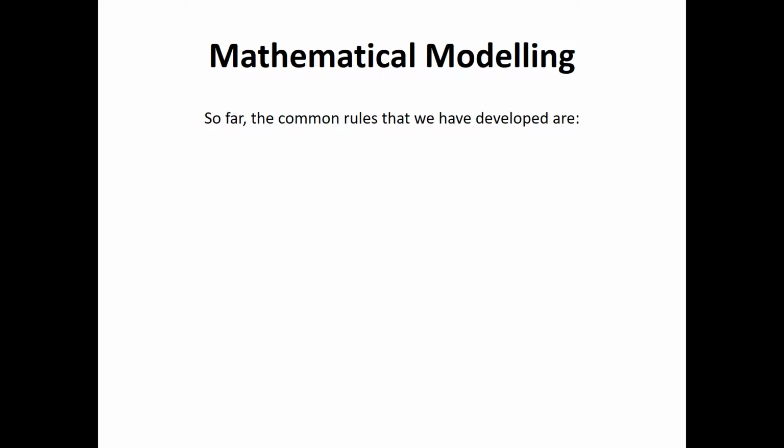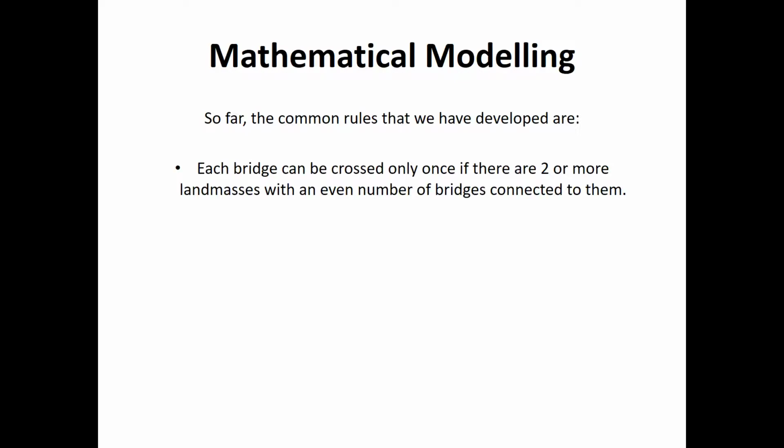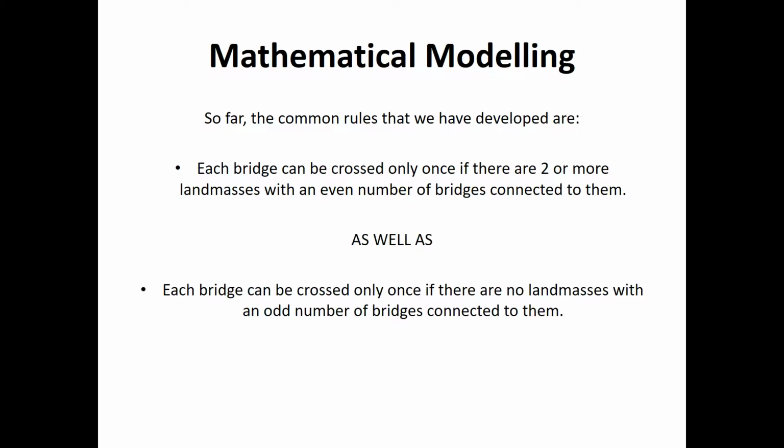So far the common rules that we've developed are: each bridge can be crossed only once if there are 2 or more land masses with an even number of bridges connected to them. This can actually technically be 1 as well, just as long as there's an even number of bridges. That's the main important note, as well as each bridge can be crossed only once if there are no land masses with an odd number of bridges connected to them.